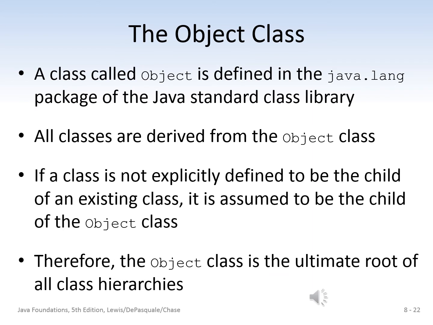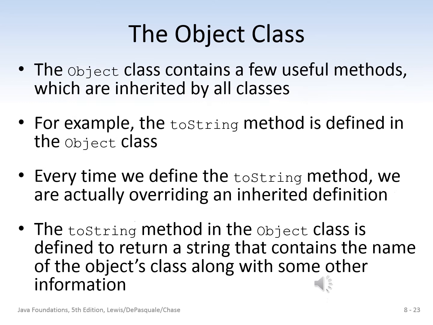There's a class called Object, and it is defined in the java.lang package of the Java standard class library. All classes are derived from the Object class. It's the ultimate root of all class hierarchies. If a class is not explicitly defined to be the child of an existing class, it is assumed to be the child of the Object class. So as I mentioned before, it's the root of all class hierarchies.